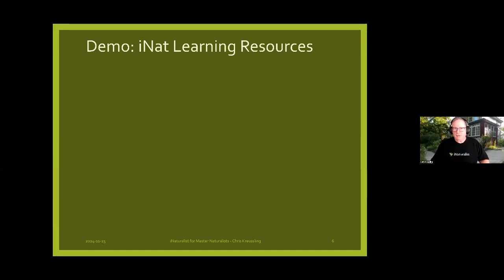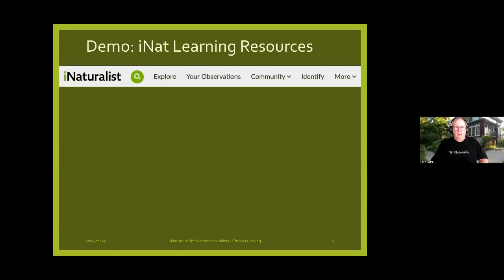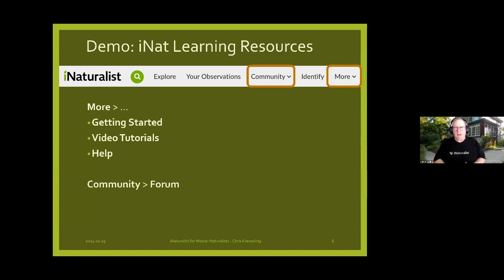The other thing to notice on that home page, if you still have the screen up, is the learning resources. This menu bar is really important. When you're trying to figure something out, or maybe you're struggling a little bit, check these out. There's some really good information here. The more section has the static pages, the basic help pages. They've got some video tutorials, and we're going to be looking at one of those in a moment. They've revamped their whole help system recently, and it's quite extensive.